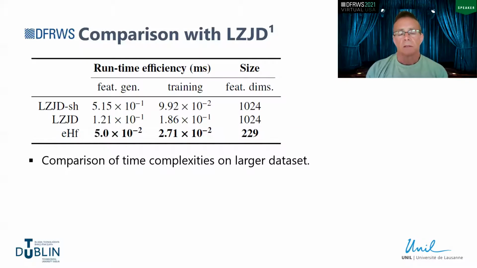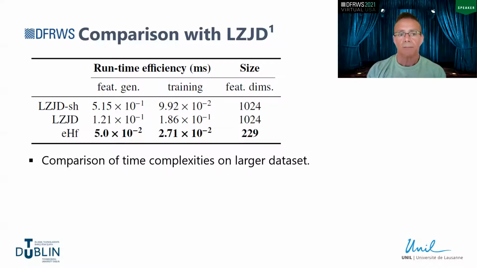I compared and evaluated EHF against LZJD simply because the LZ sets produced from both algorithms were essentially feature sets that could be used for classification. I wanted to show a similar method and evaluate how well EHF would compare to those. In terms of feature generation times, EHF had an average of around 50 milliseconds, as opposed to 120 with LZJD. And the LZJD Schwell algorithm was around 500 milliseconds, which is obviously 10 times slower than EHF.